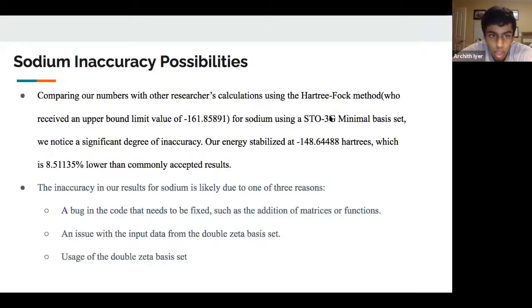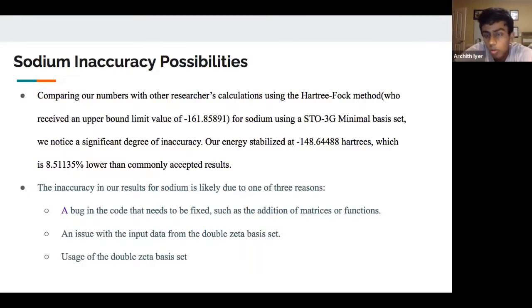So there was an 8.51% error, which is pretty big, considering that our last ones were less than 1. The percent error was less than 1. And we came up with 3 reasons for the inaccuracy in sodium. The first one is a bug in the code that needed to be fixed. So going back to what I said earlier, remember we're processing our data to put into our matrix functions, which would then calculate the energy. Perhaps we need additional matrices. Maybe we forgot something for sodium.